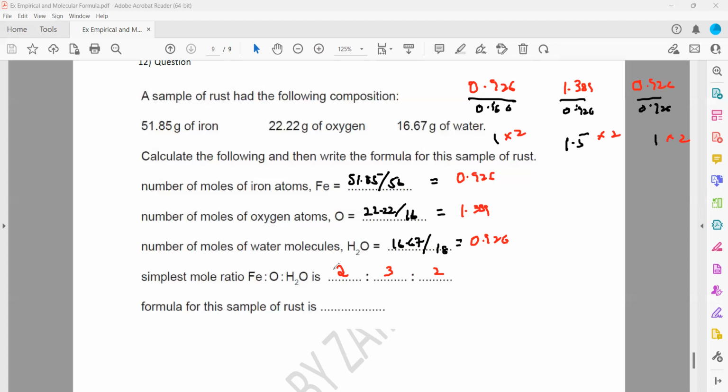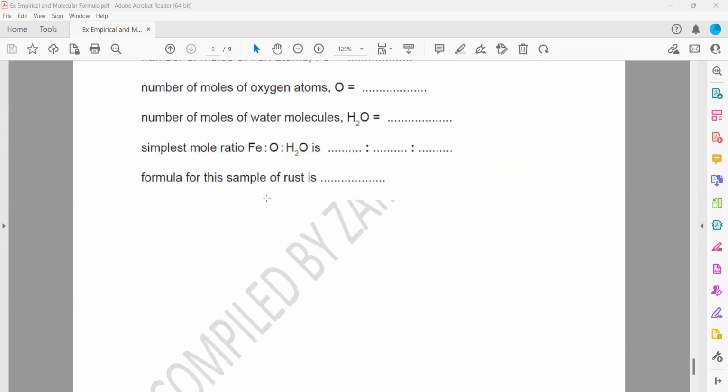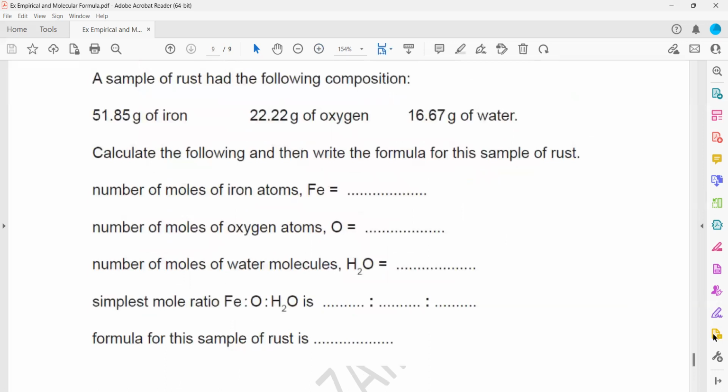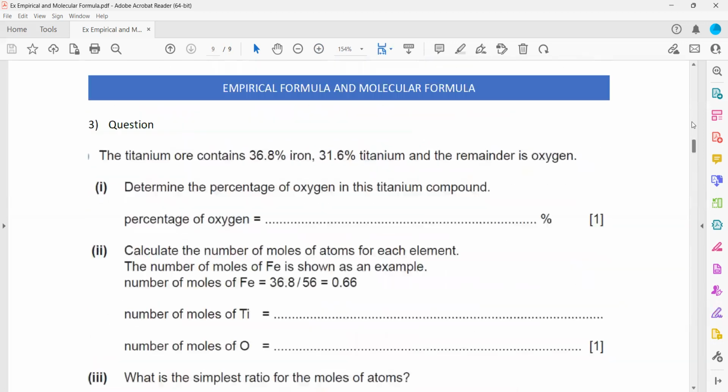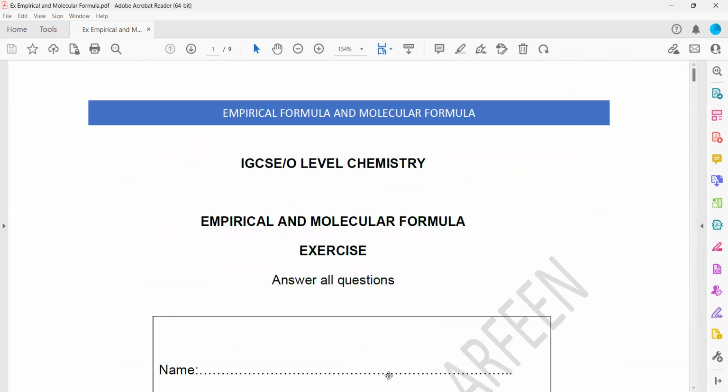And what is the formula of the rust? It contains 2 iron, so we write Fe2. It contains 3 oxygen, so we write O3. And it contains 2 water molecules, so 2H2O. That's the formula for rust, which is hydrated iron(III) oxide. Is it clear, this one? That was the last question from this exercise on empirical formula. Any question or doubt?